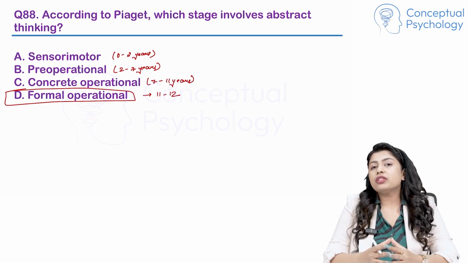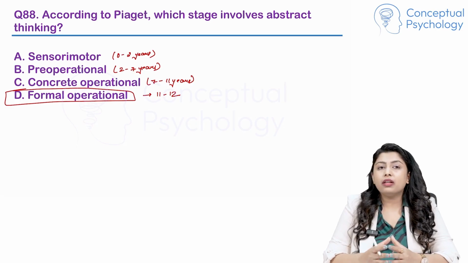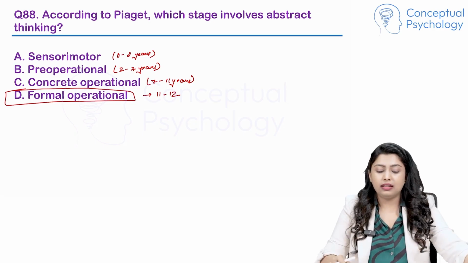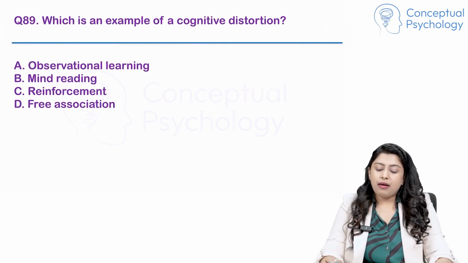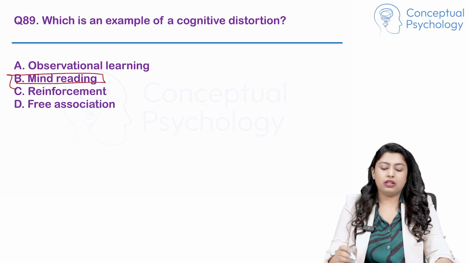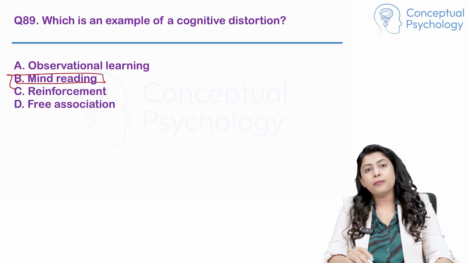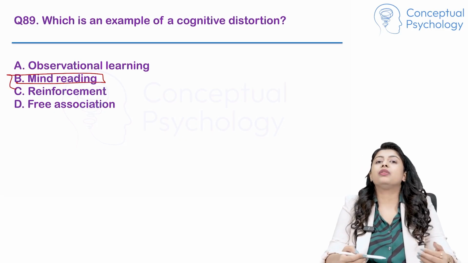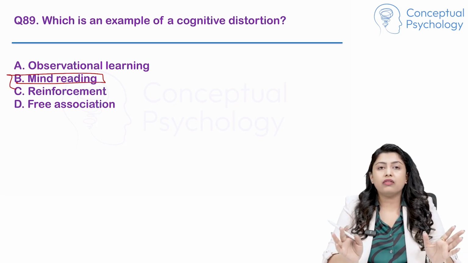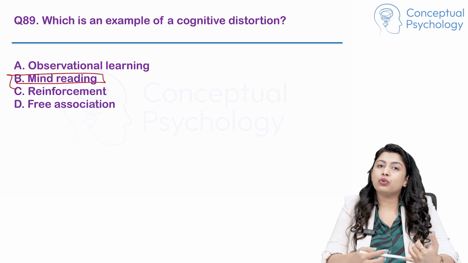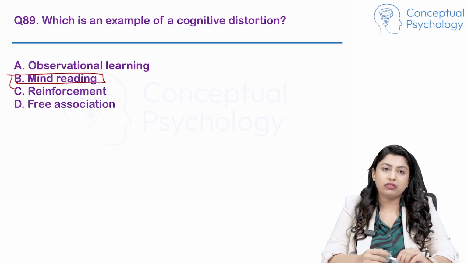So the formal operational stage represents the pinnacle of cognitive development, enabling abstract reasoning and hypothetical thinking. Now, which is an example of cognitive distortion? Observational learning, mind reading, reinforcement, or free association? The correct answer is mind reading. Mind reading is a cognitive distortion where individuals assume that they know what others are thinking without any evidence. So it involves making negative assumptions about others' thoughts and motivations, even without any sort of verification.